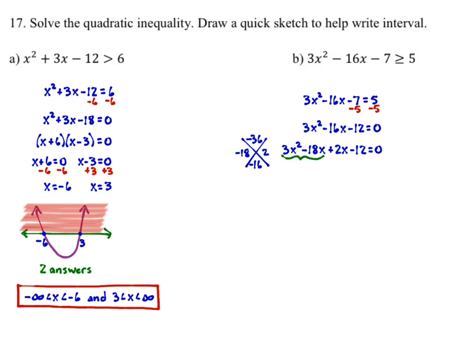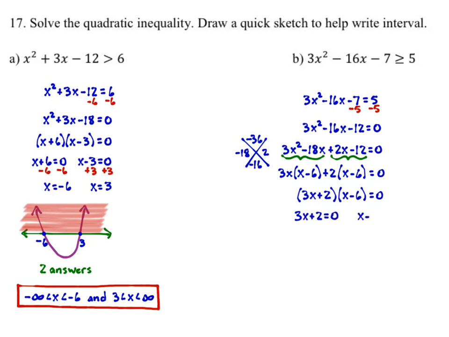Then we'll do our grouping. So the GCF out of 3x squared and negative 18x is 3x. And what's left over is x minus 6. The GCF out of 2x minus 12 is 2. So we got 2 times x minus 6. And therefore our factors are going to be 3x plus 2 and x minus 6. Set each of those equal to 0. And then solve each one of those. So you end up with x equals negative 2/3. And then x equals 6.